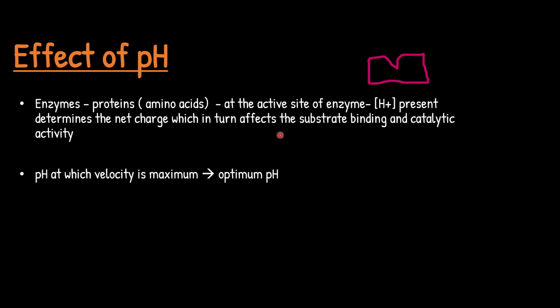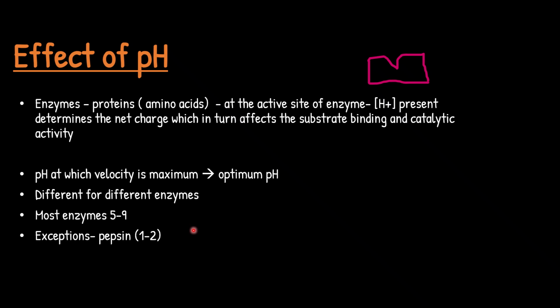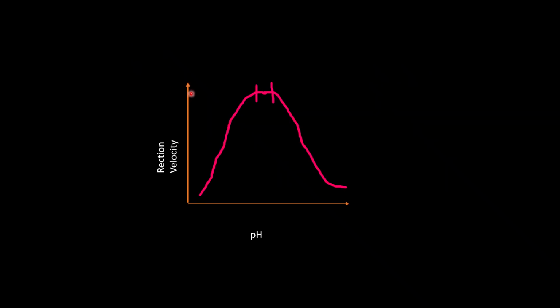The pH at which the velocity is maximum is called the optimum pH. It is different for different enzymes. It is mostly 5 to 9, but some exceptions are there, like pepsin, which has an optimum pH of 1 to 2. So this is a graph where reaction velocity is on the y-axis and pH is on the x-axis, and we can see a bell-shaped curve. There is an optimum pH. Increasing or decreasing that pH decreases the activity.